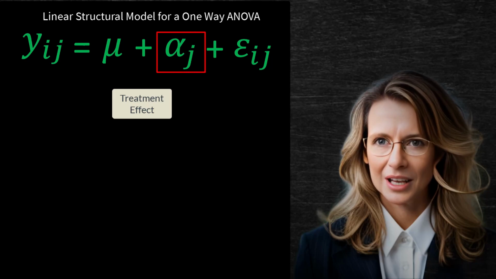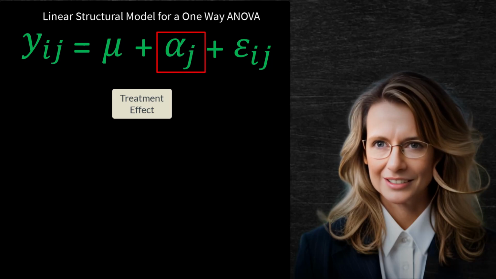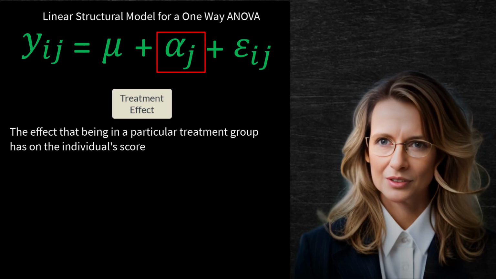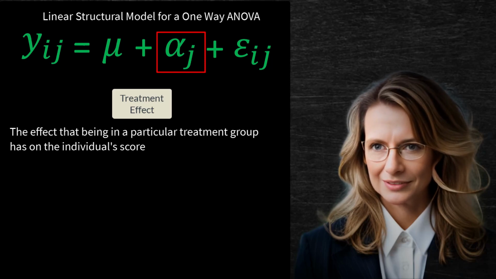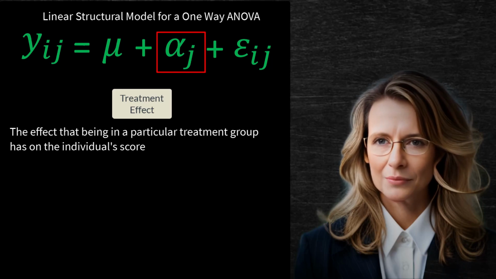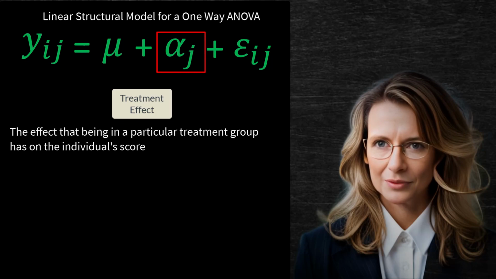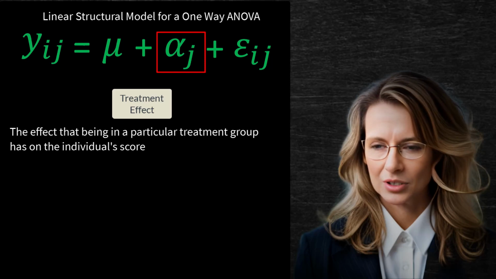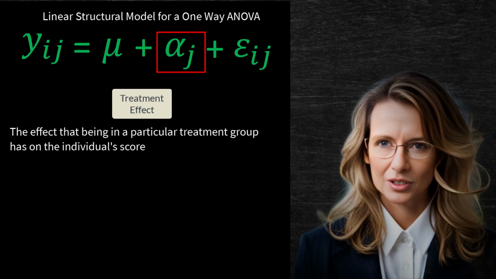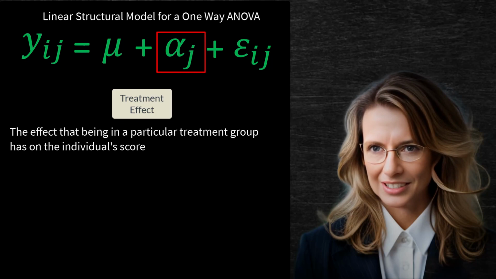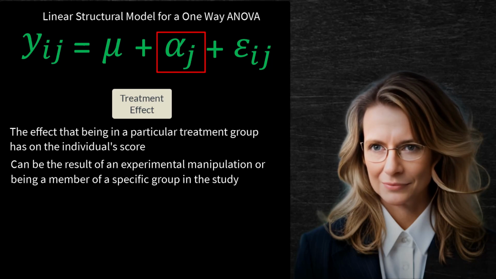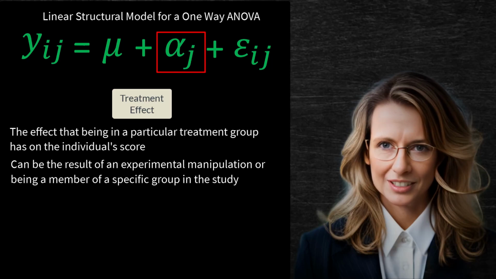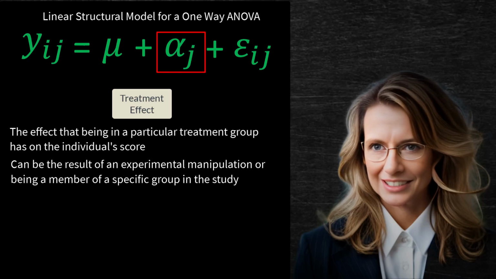The treatment effect, alpha sub j. A treatment effect is the effect that being in a particular group, j, has on an individual's score. The name is something of a misnomer because it implies that the experimenter subjected the participants to some kind of active experimental manipulation that was different for each group. While this is sometimes the case, it isn't always. For instance, we could perform an ANOVA to see if reaction times vary by age group. In this case, the different treatment groups would simply be made up of individuals in different age groups. For example, 20 to 40, 41 to 60, 61 to 80.